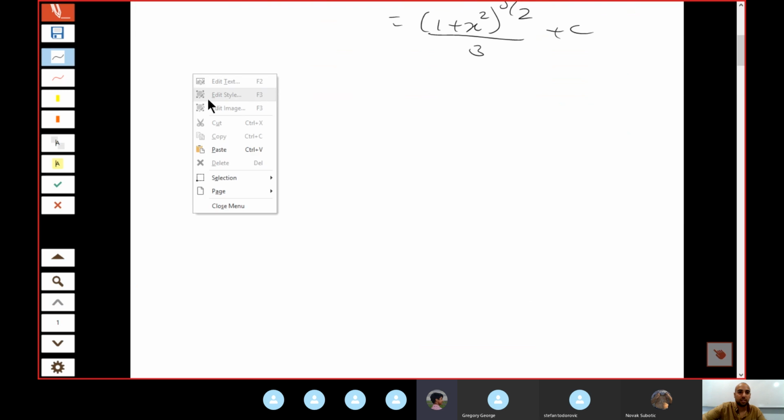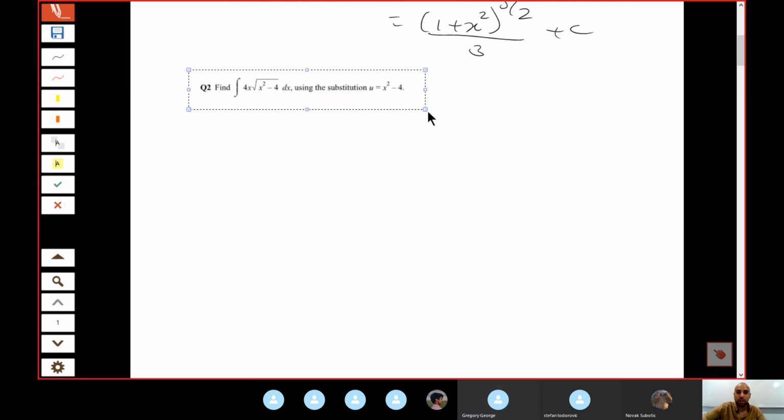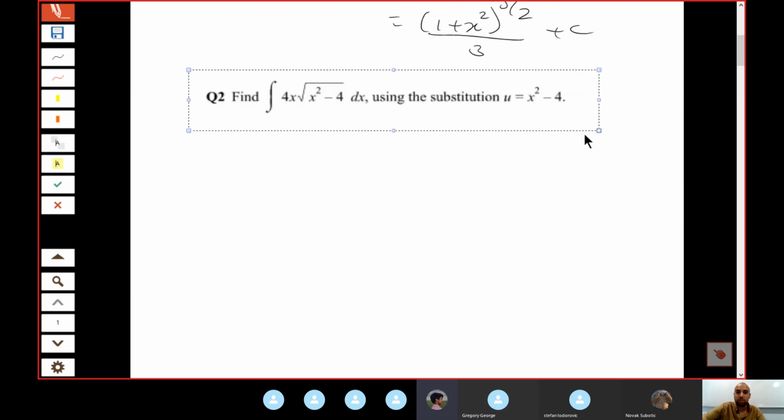It gets pretty easy, this one, I promise you. Just keep following the same technique. The substitution will always be given to you in 3 unit. In 4 unit, it will not be given to you. You have to identify it yourself, which we'll get to when we need to.